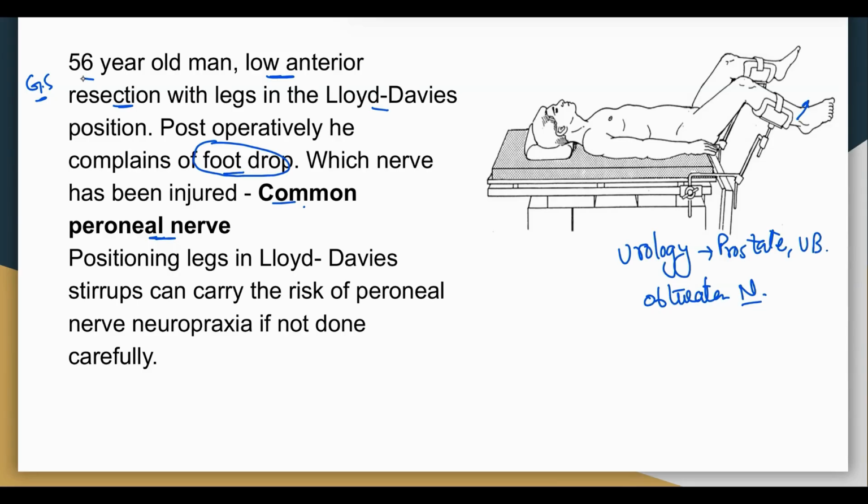Now, why does it occur? In this position, there is specific pressure on the fibula, which is present on the lateral aspect. If proper padding is not applied in this place, then the fibula bone, specifically its neck, will be put against pressure from the tibia and this position-holding device, and that will compress or damage the common peroneal nerve. So that is the pathophysiology of damage to the common peroneal nerve. Basically, you're not going to damage the common peroneal nerve in the lower anterior resection, but that is the area where it gets compressed or damaged.